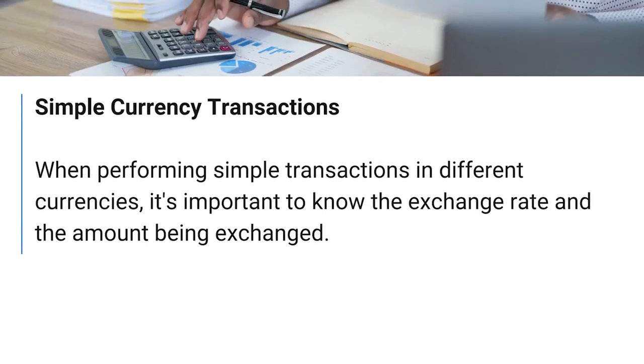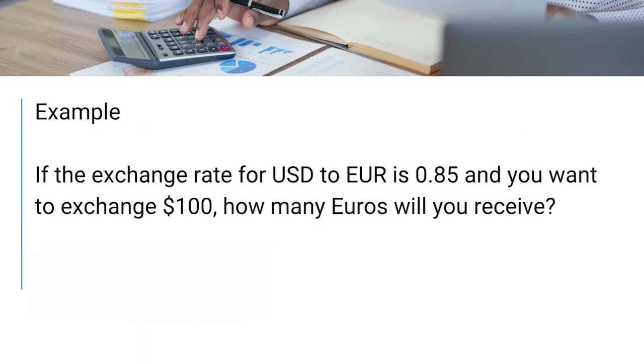Simple currency transactions. When performing simple transactions in different currencies, it's important to know the exchange rate and the amount being exchanged. Example, if the exchange rate for the US dollar to euro is 0.85 and you want to exchange $100, how many euros will you receive? $100 times 0.85 will equal 85 euros.